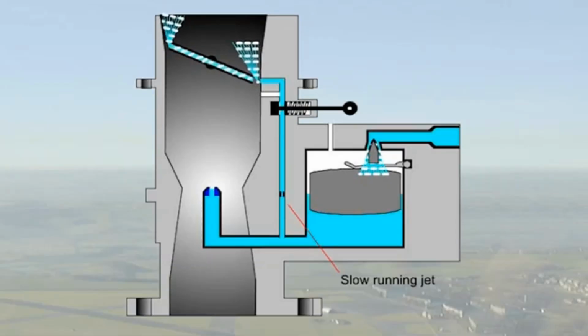A slow-running fuel passage with its own jet leads from the float chamber to an outlet at the lip of the throttle valve, as shown here. The strong depression at this point gives the necessary pressure difference to create a fuel flow.